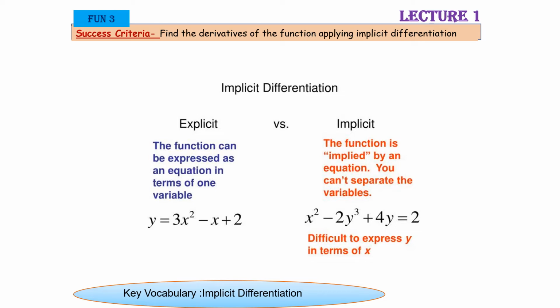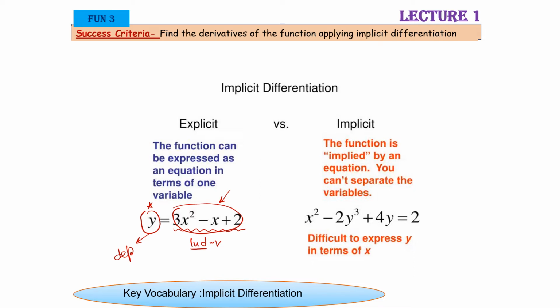In explicit functions, the function can be expressed by an equation in terms of one variable, which means the equation will be represented by y on one side and equals some expression like 3x squared minus x plus 2, for example. So y is the dependent variable, whereas x is the independent variable. You can clearly see that on the left hand side y is written, whereas on the right hand side only one variable, x, is written. It means all the terms are expressed in terms of x.